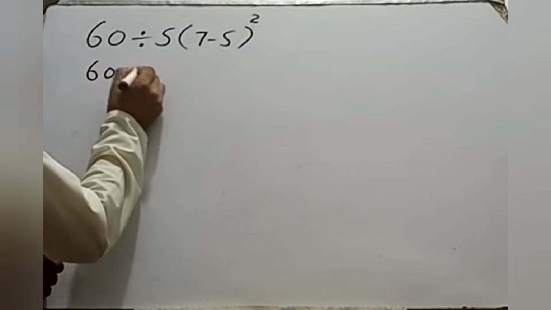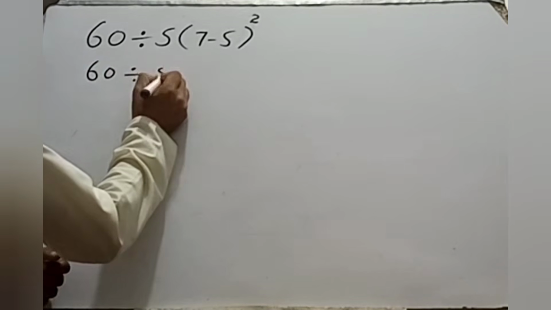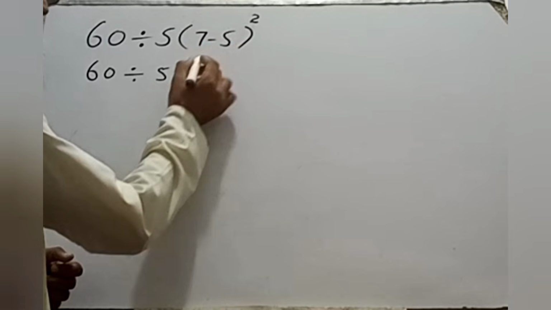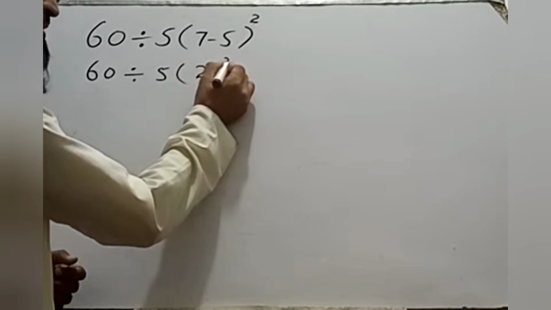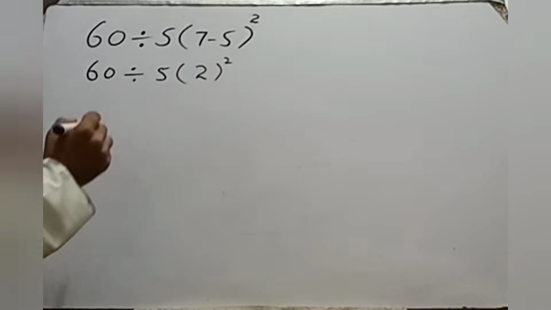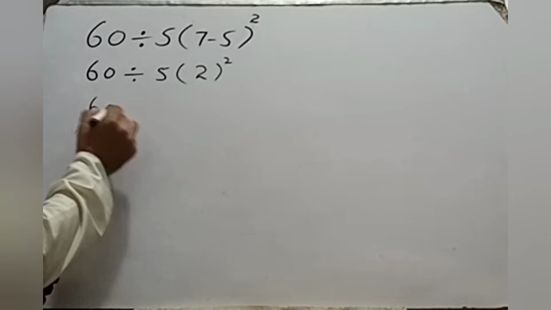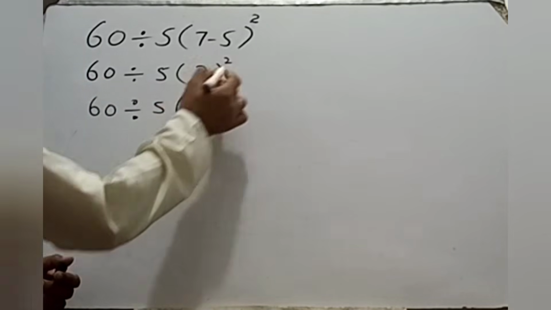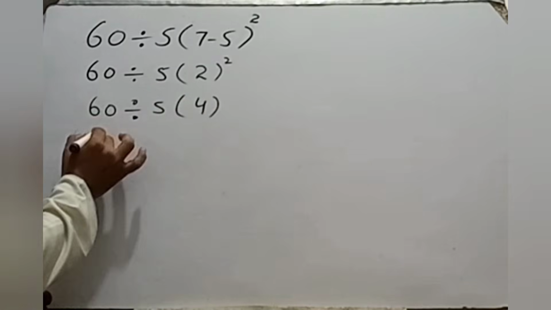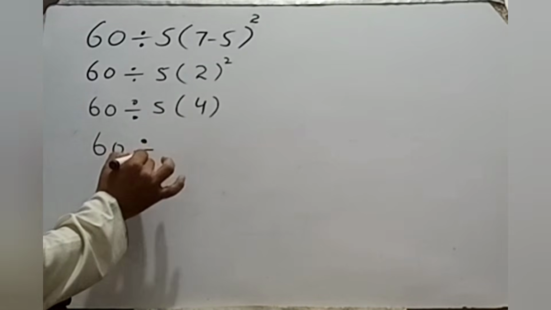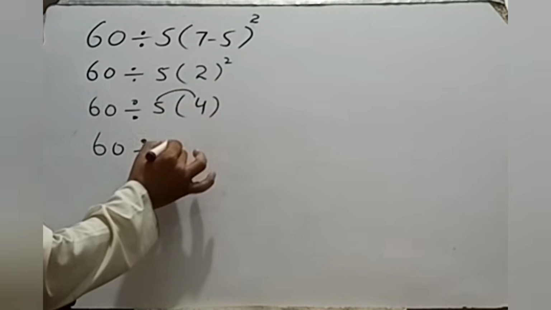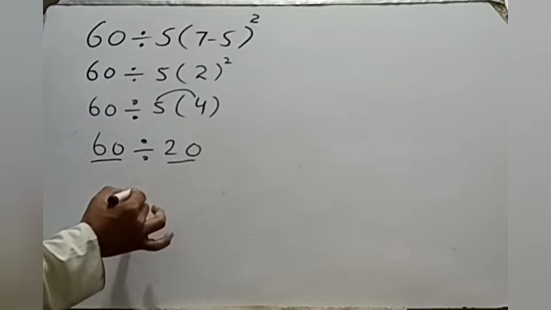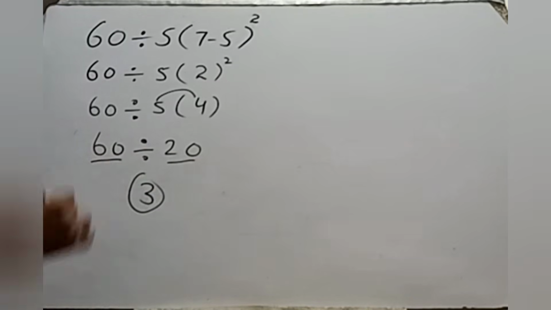60 divided by 5 times (7 minus 5) whole squared equals 2 squared. Now 60 divided by 5 times 2 squared, equal to 4. 60 divided by 5 times 4... fours are 20, and 60 divided by 20 equals 3. But this is wrong.